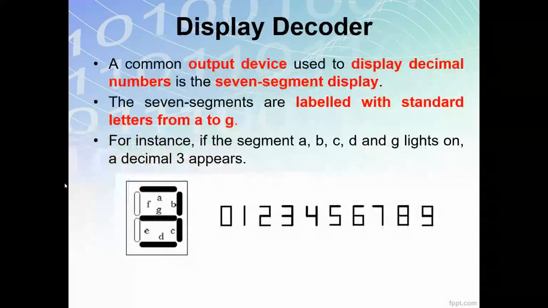Simply put, this is how the displays of the decoders work, which is the common output device used to display decimal numbers in the 7-segment display. We usually see this in digital clocks and calculators. Even the display on our microwave uses this kind of display, the numbers are digital. So the output device is used to display the decimal number with the 7-segment display. The 7-segment display is labeled with the standard letters from A to G. For instance, if segments A, B, C, D, and G are lit up, the decimal 3 appears.